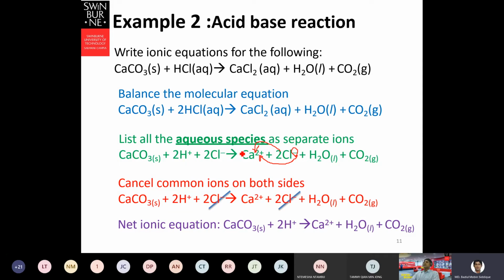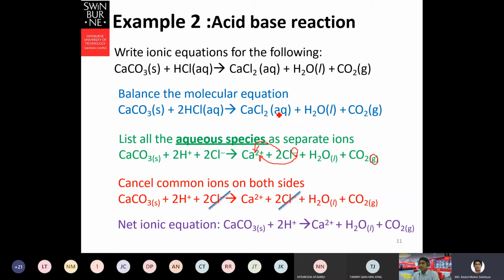Water is a liquid, so we do not write it in aqueous, I mean ionic, form. Water in liquid form is mostly not ionic, only a very small, insignificant amount is ionic, so we can ignore it. And carbon dioxide, when it is a gas, we do not need to write in aqueous form, because it is not in ionic form, it is in molecular form.